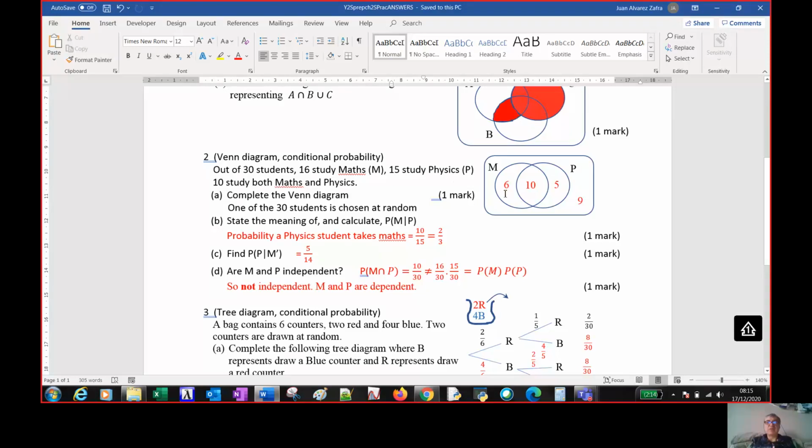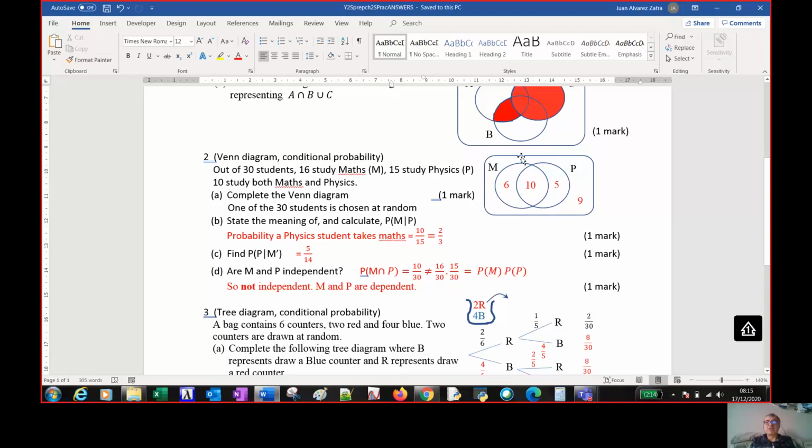which means that if you work your way outwards, if 10 study both and 16 study maths, then there must be 6 that study maths but not physics. There must be 5 that study physics but not maths to make the 15. And because there are 30 overall, there must be 9 that don't study maths or physics.